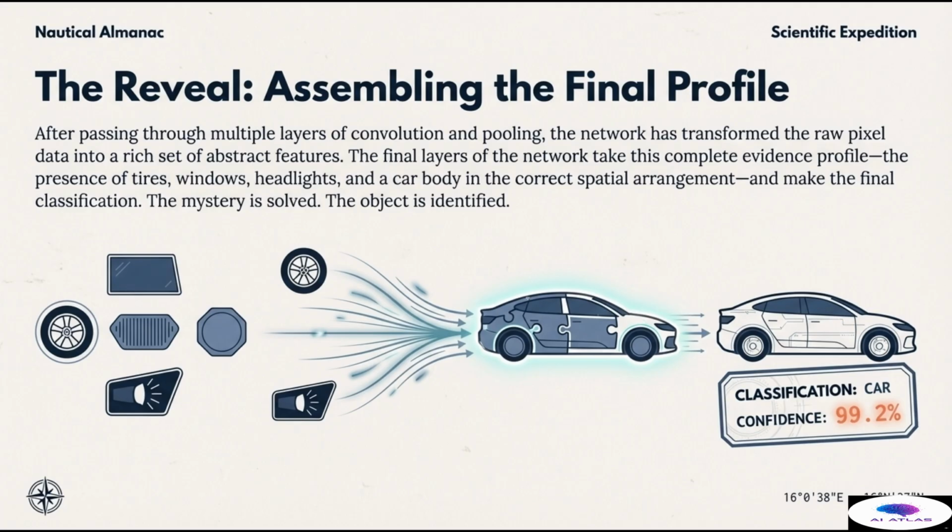This final stage is no longer concerned with where the pixels are, but rather with the probability of the collected features belonging to a known category. If the assembled evidence profile aligns strongly with the known profile of a car, the network provides its classification, car, along with a confidence score. In this example, the high confidence score of 99.2% indicates that the mystery is solved, the object has been successfully identified, and the hunt is complete. This culmination is the goal of the entire CNN architecture.